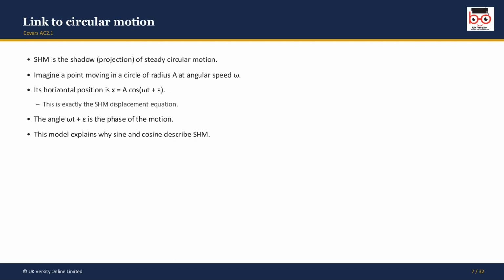There's a lovely geometric way to see where the sines and cosines come from. Simple harmonic motion is really the shadow or projection of steady circular motion. Imagine a point going round a circle of radius a at angular speed omega. Its horizontal position is a times the cosine of open bracket omega t plus epsilon, and that is exactly the displacement equation for simple harmonic motion. The quantity omega t plus epsilon is called the phase of the motion, and this circle model is why sine and cosine describe oscillations so perfectly.